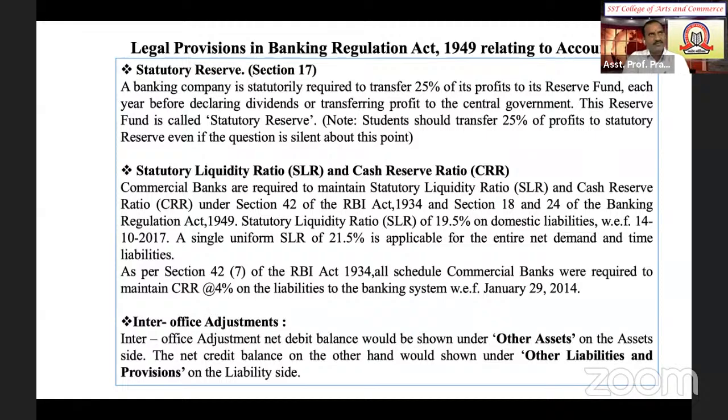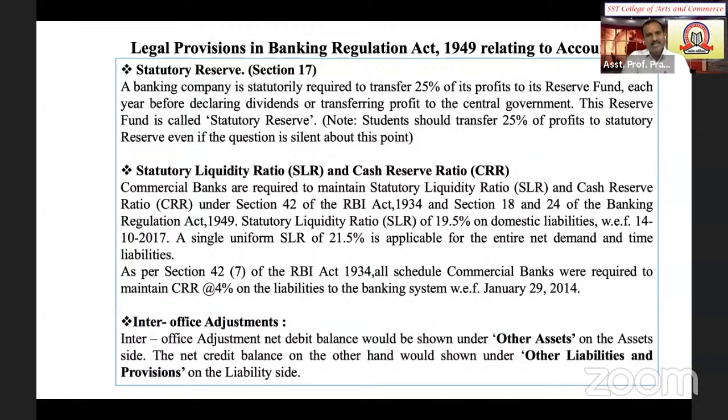Dear friends, many times an objective question comes: which form is applicable for preparing the balance sheet of a banking company? Form A as per section 29. Or sometimes they ask what percentage of profit is transferred to statutory reserve. That is 25%.